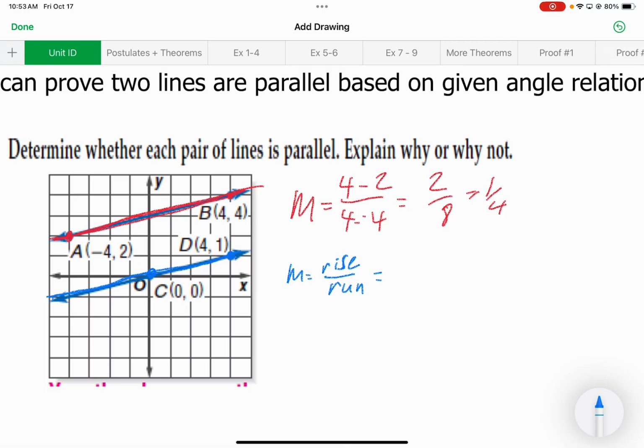How far do I go up to get from 0, 0 to 4, 1? How far do I go up? 1. And then how far do I run? 4. Okay, so my slope is 1/4. So what does that mean about my lines?